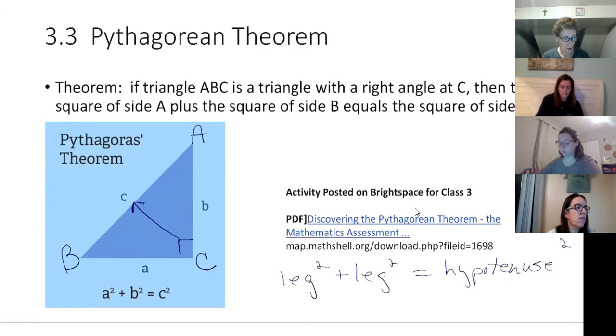But then in terms of the formula itself, it's nice to have them know that it's leg squared plus leg squared equals hypotenuse squared. And it's not leg plus leg equals hypotenuse, which they tend to sometimes want to do. Okay, so that's the Pythagorean theorem. And as I said, there's a little discovery activity right here. And here's where I got it, but you have an electronic copy as well.